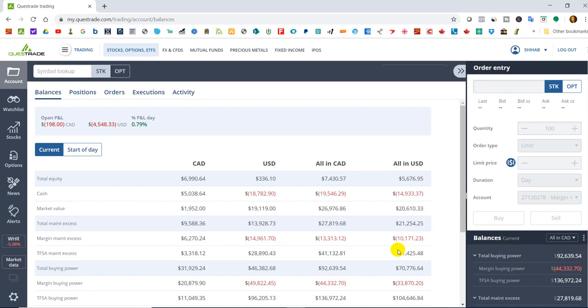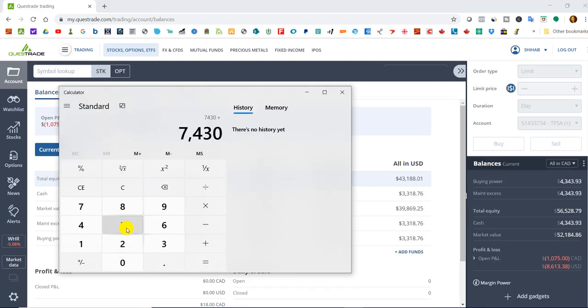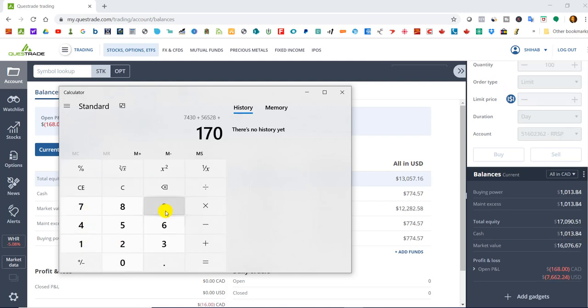All right, day 33 of my journey to a $500,000 stock market portfolio. So let's start with my equity. In my margin account, 7,430, in my TFSA, 56,528, and in my RSP, 17,090. That's a total of 81,048.